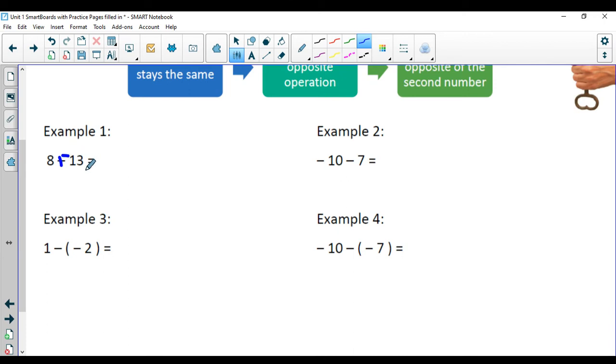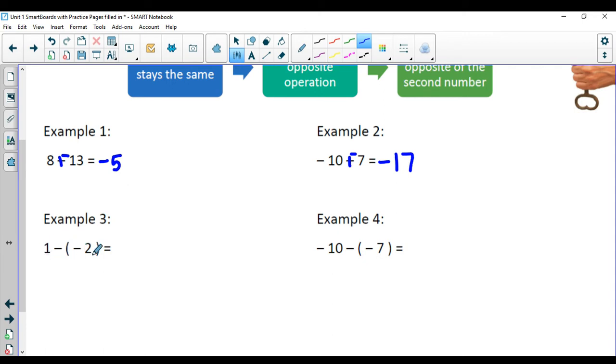This is what we talked about with adding integers. That negative 13 wins out, and they win by 5. So you have a negative 5. In example number 2, first number stays, subtraction changes, number changes. Negative 10 plus negative 7, negatives go together, keep it negative.